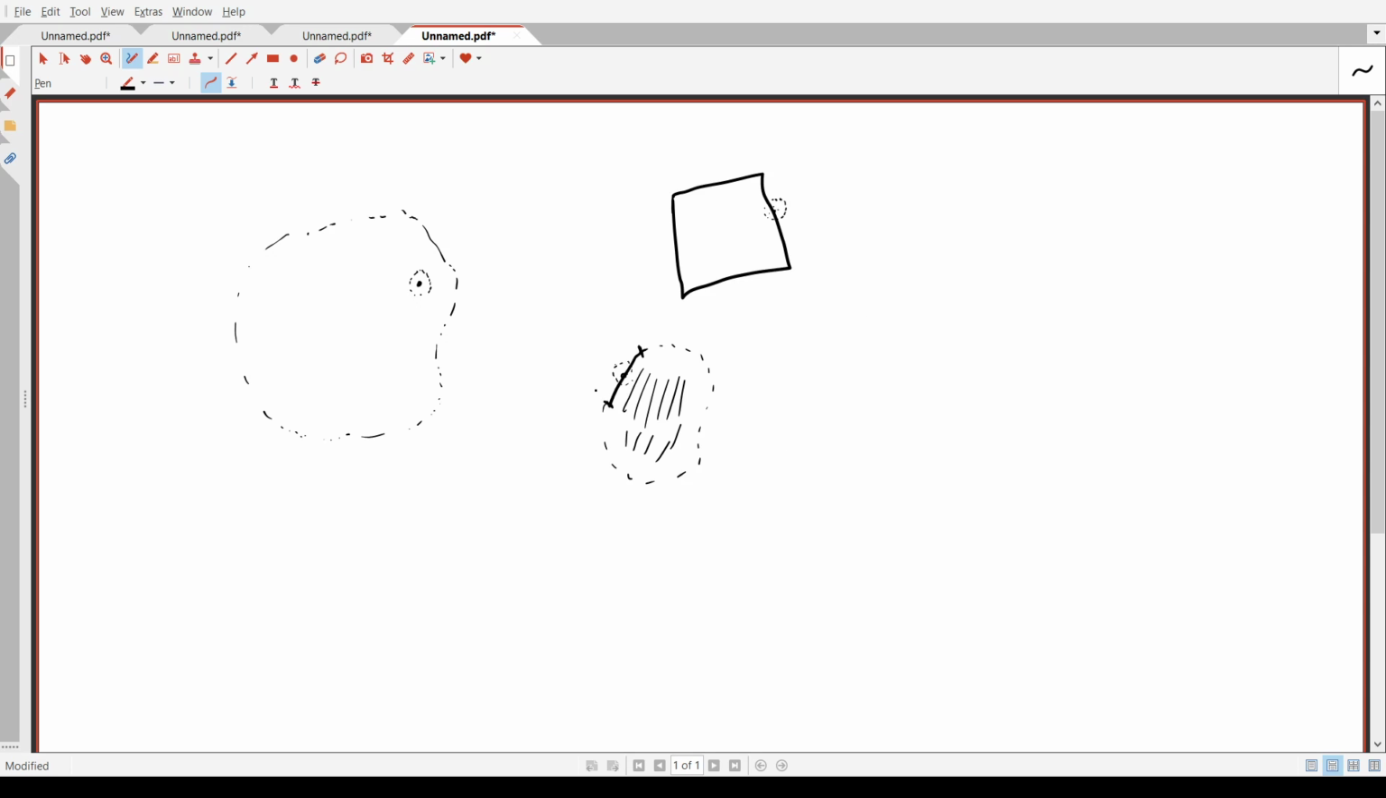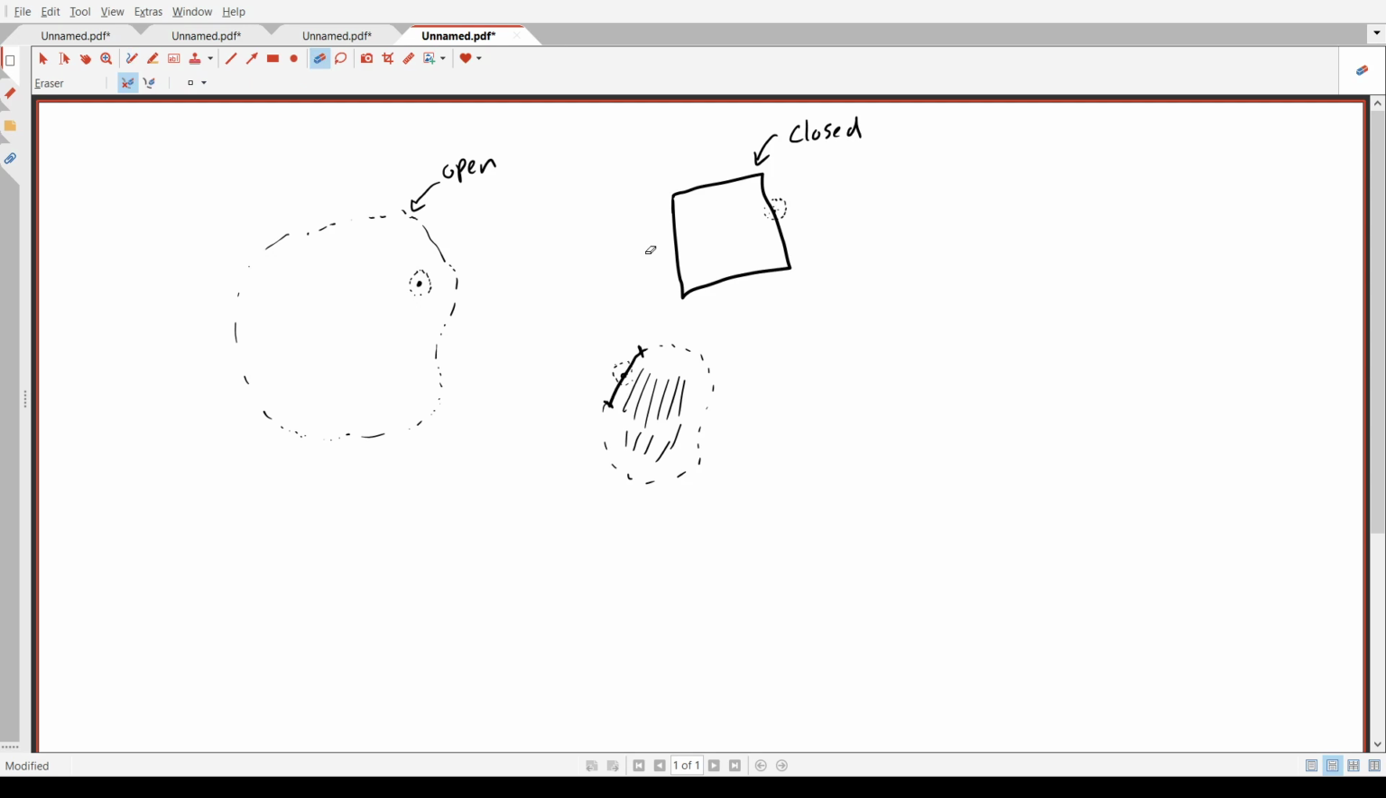So yes, you can think of an open set as a set with no boundary. A closed set is kind of the opposite of that. A closed set has a boundary around the entire thing. So for example, this is an open set. This is a closed set.